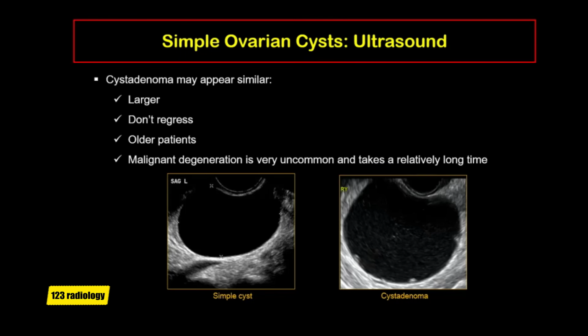Cystadenoma may appear similar to a simple ovarian cyst. However, they tend to be larger. Cystadenomas don't regress like follicular cysts, and they are more common in older patients. Malignant degeneration is very uncommon and likely takes a relatively long time.